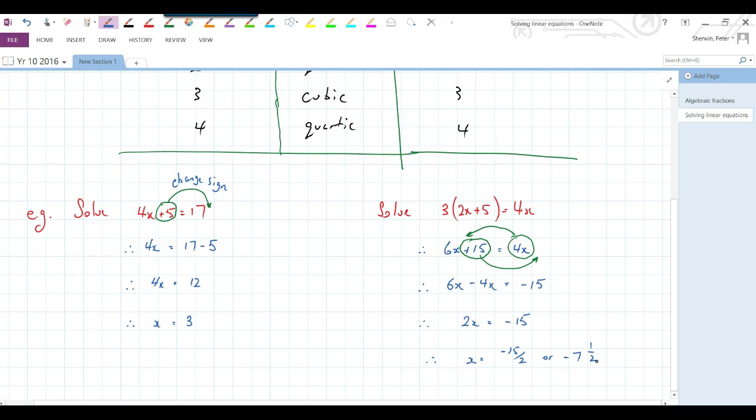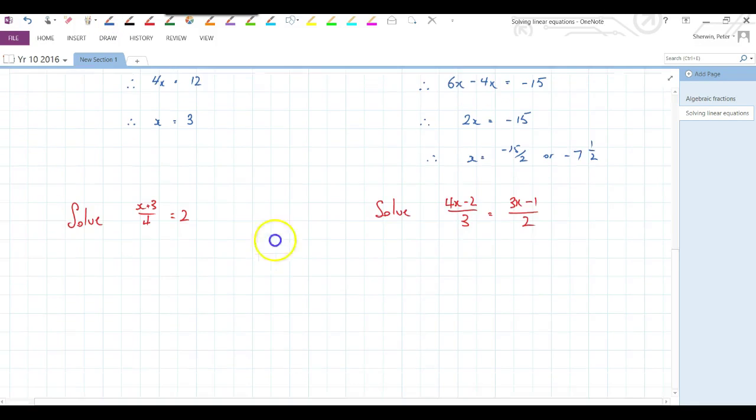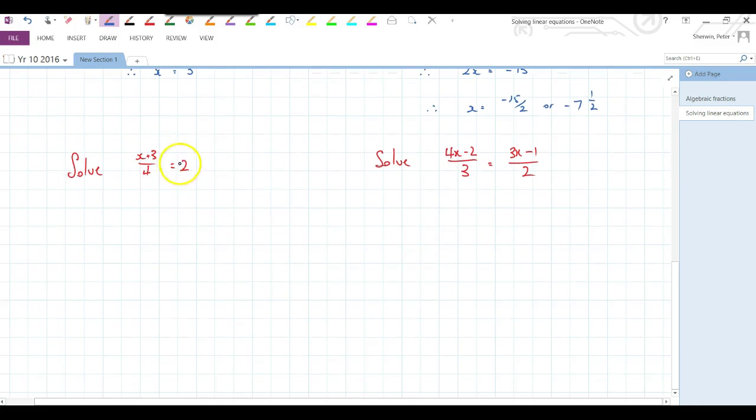Okay, let's go to our next example. Right, in this example here we have an equation x plus 3 over 4 equals 2. Remember, it's still linear because my x power is 1. Okay, but what do we need to do?